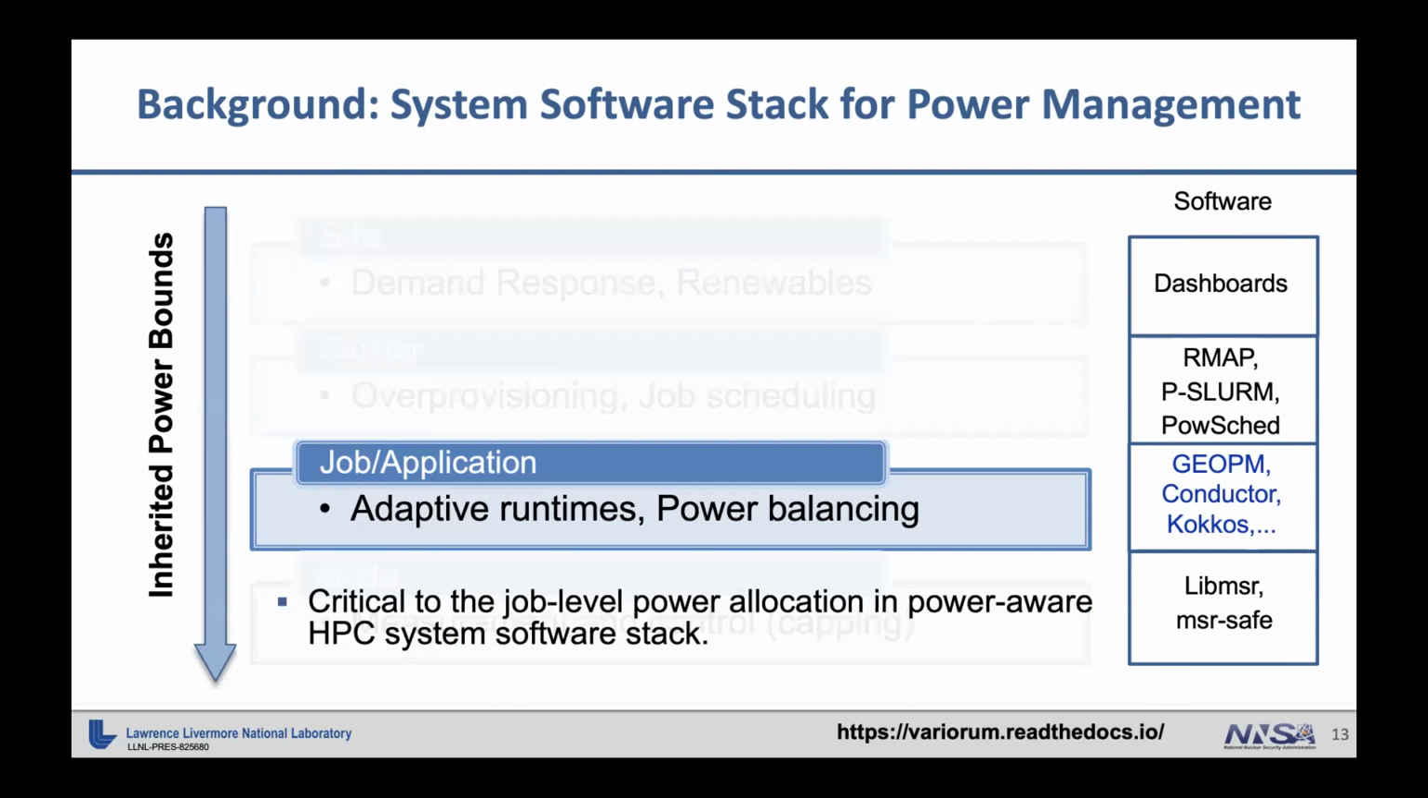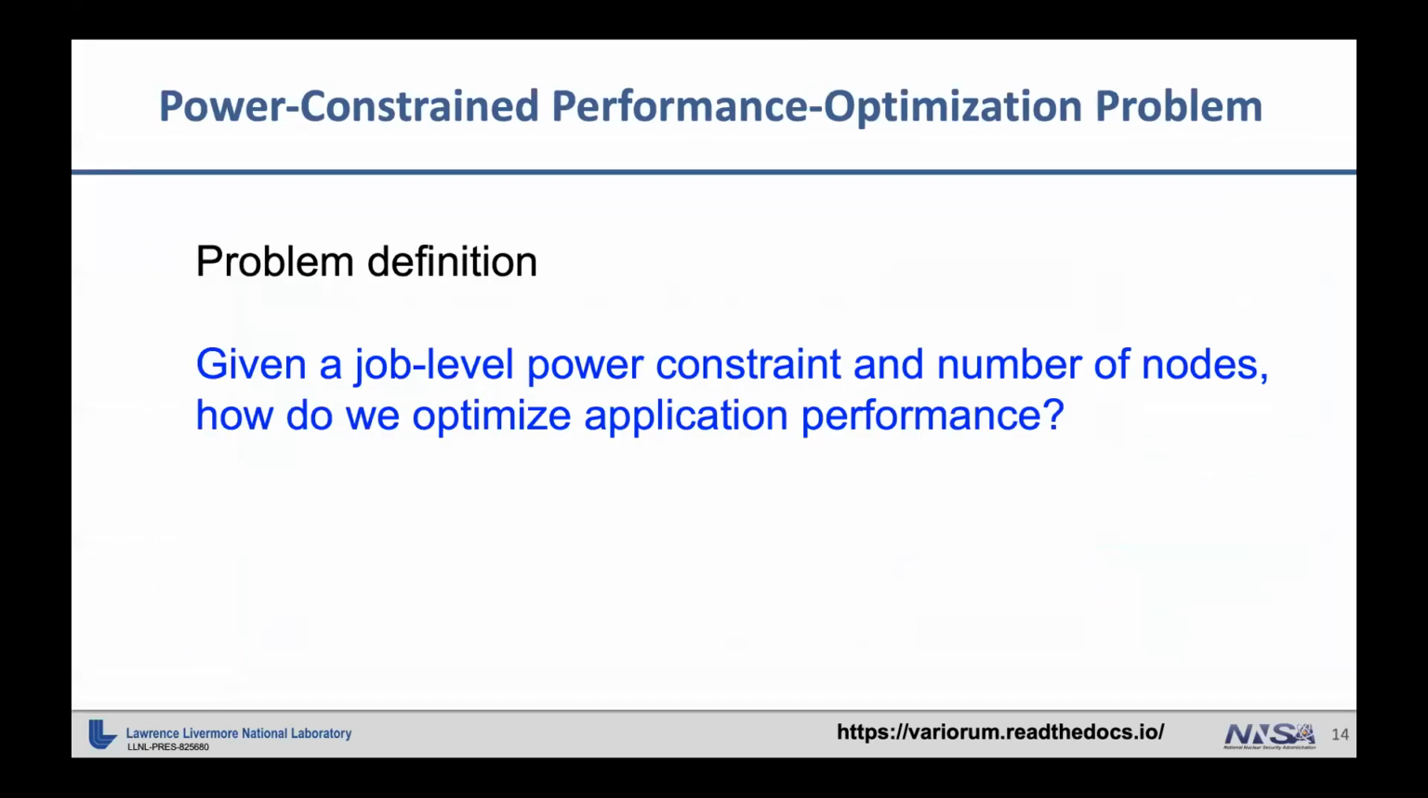So in this part, I will focus specifically on the runtime system approaches for power management. These approaches are either static or dynamic, which manage the job level power statically or dynamically to improve application performance or address a site specific goal. Examples of such runtime systems include Intel GEOPM, Conductor, PowerAPI, Kokkos, and so on. So at the runtime system level, here's the high-level problem.